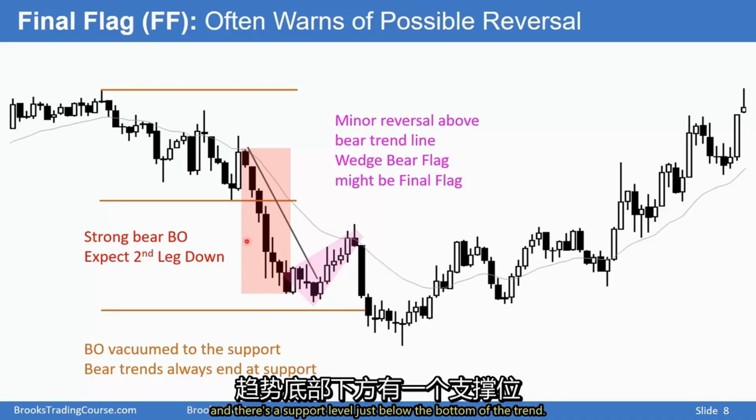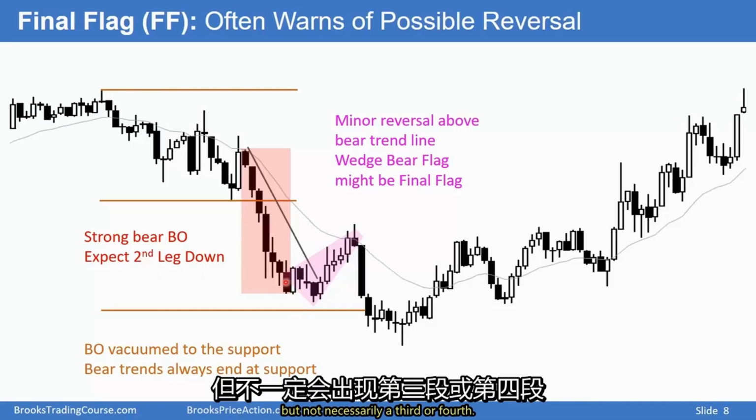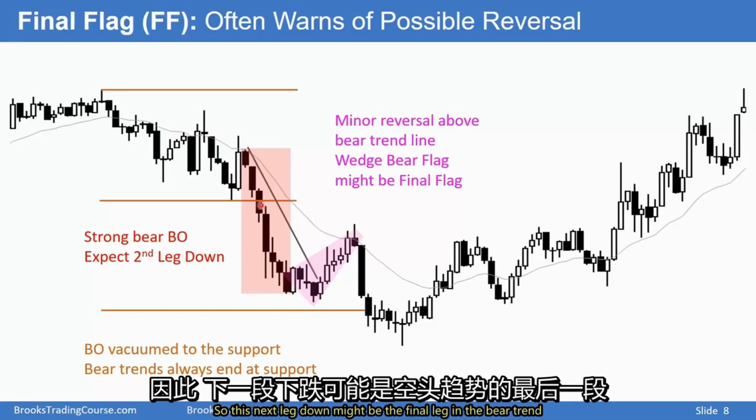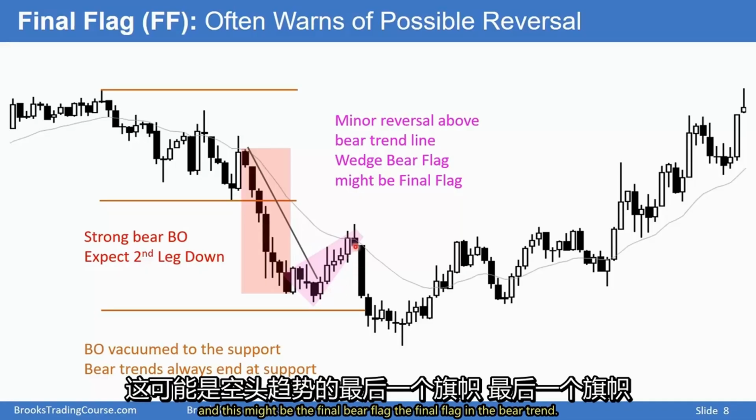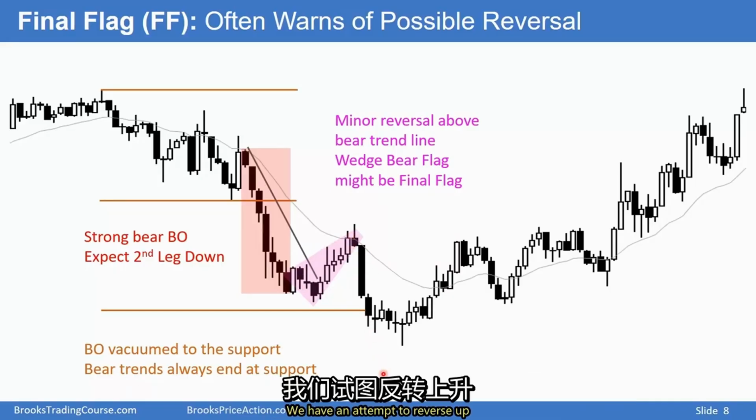Wedge bear flag, late in a bear trend, 20 or more bars, and there's a support level just below the bottom of the trend. Second leg down likely after a strong bear breakout, but not necessarily a third or fourth. So this next leg down might be the final leg in the bear trend, and this might be the final bear flag, the final flag in the bear trend.